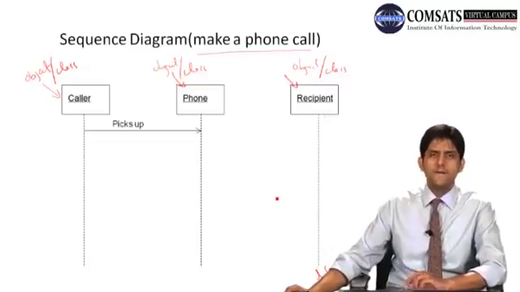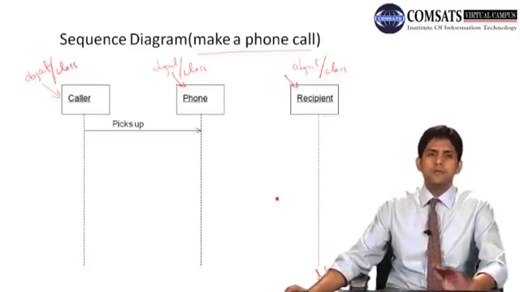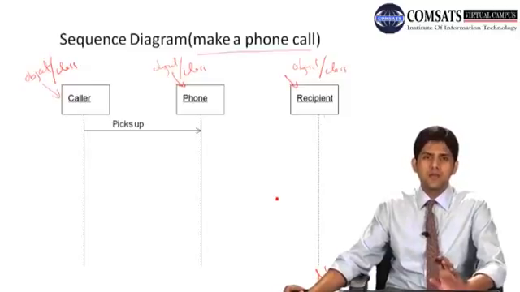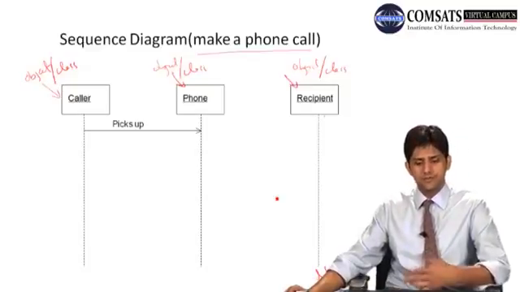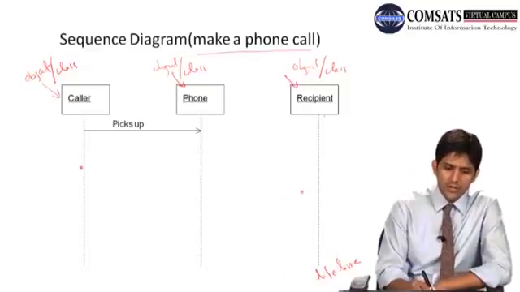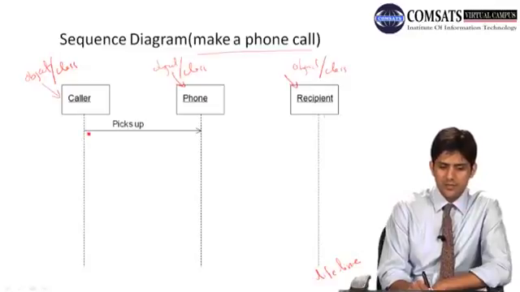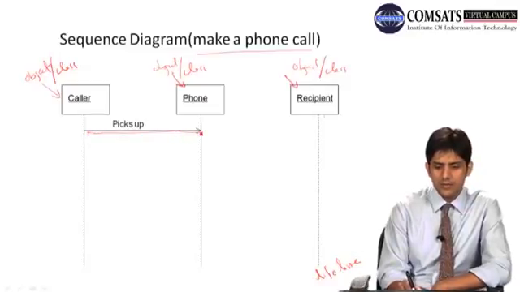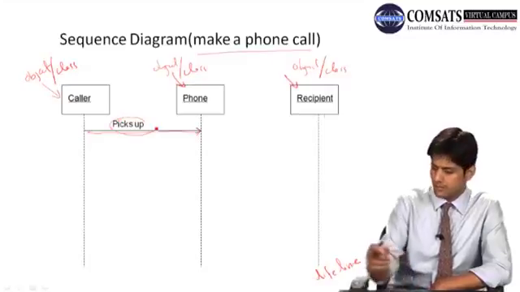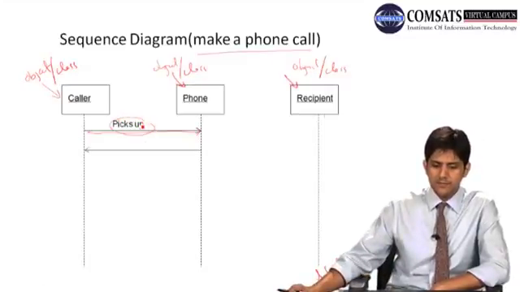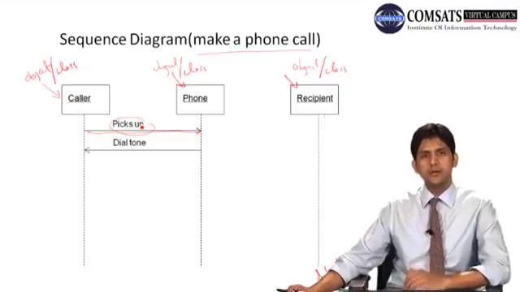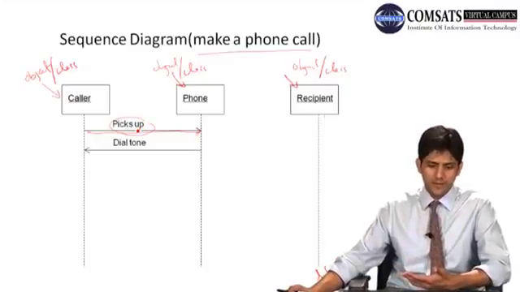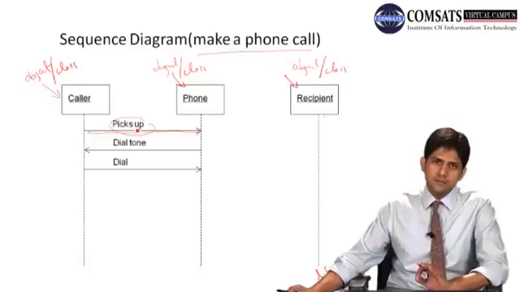So what is the first thing that a caller would do whenever you have to make a call? Imagine that you are sitting at home and about to phone someone. What is the first thing that you would do? You will pick up the phone. So the caller picks up, and this is the message going from this to this, and the message name is "picks up". Then what is the message from the phone to the caller? You hear a dial tone, and then you dial a number.